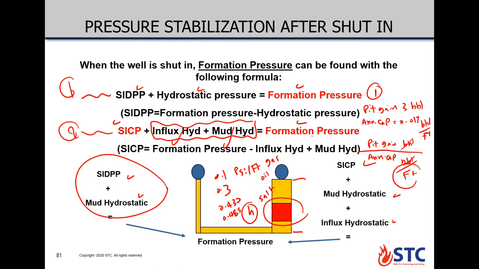So once we get formation pressure and shut in casing pressure, then we calculate the mud hydrostatic. So now we are able to calculate the influx hydrostatic and the influx gradient. If the influx gradient is 0.1 psi per foot, it will be gas; 0.3, it will be oil; 0.433, it will be fresh water. If it is 0.465, it will be salt water.